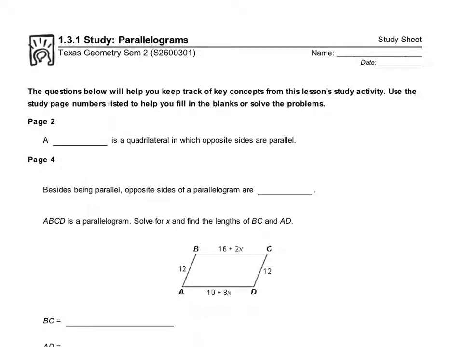So we're continuing to discuss quadrilaterals, which we mentioned in the first lesson. A type of quadrilateral is a parallelogram, and a parallelogram is a quadrilateral in which opposite sides are parallel. Besides being parallel, the opposite sides of a parallelogram are also congruent.